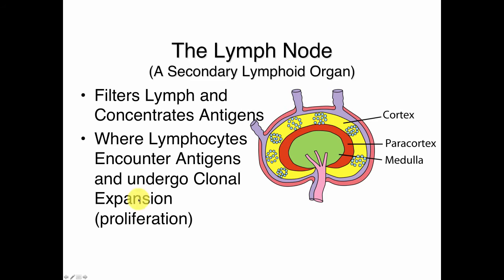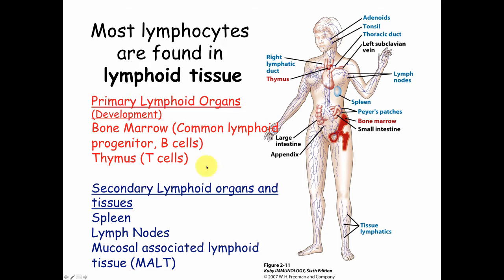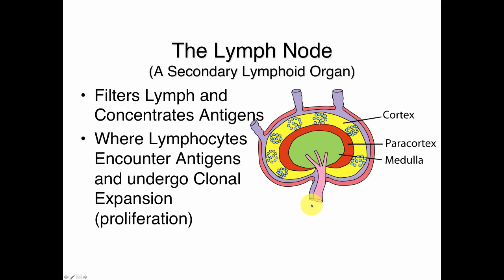So first, to focus on lymph nodes. Lymph nodes are present throughout the body in different regions, and circulation of antigens and lymphocytes in the lymph nodes is complex. So there's two things that happen.